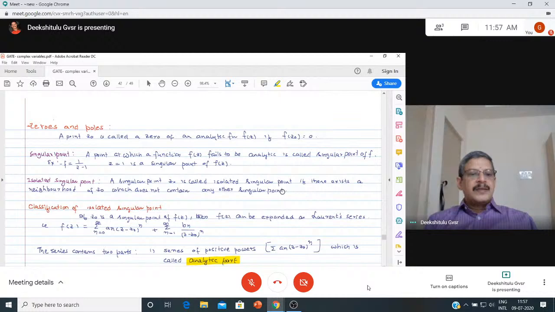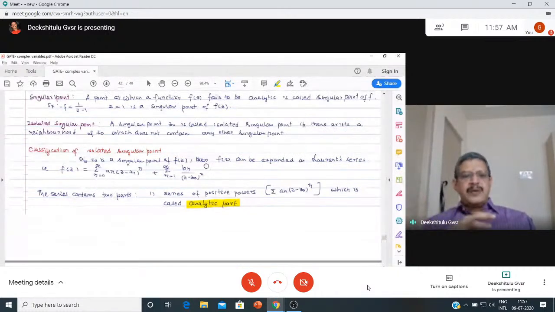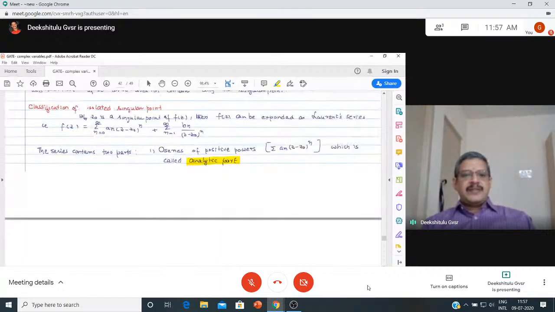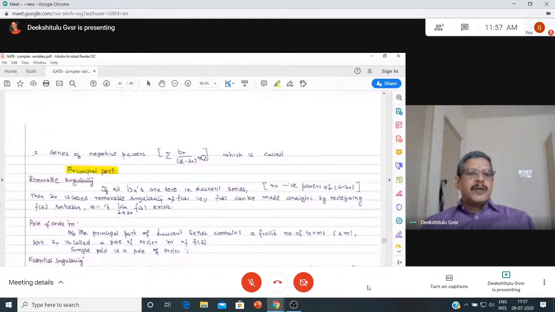Classification of isolated singular points now. Let us expand it as a Laurent series. As I said earlier, whenever we have singular points inside C, we can always express it as a Laurent series. The series contains two parts: the analytic part and the principal part. The first one is the analytic part, with positive powers of z − z0. The second one, with negative powers of z − z0, is called the principal part.